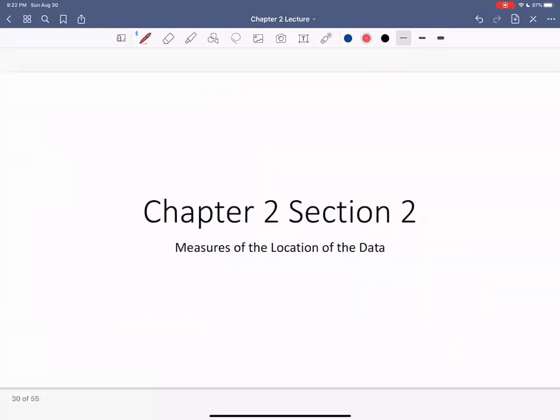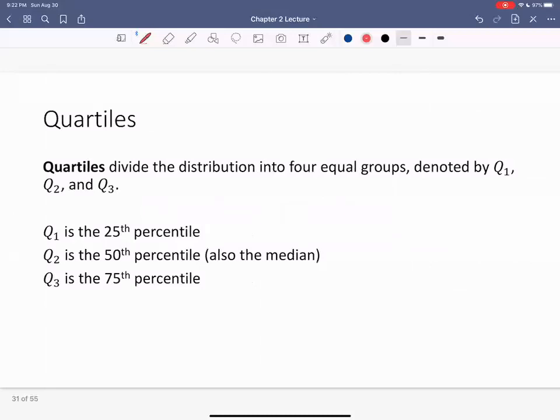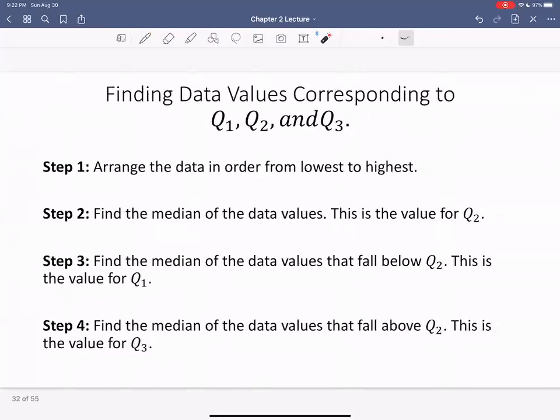All right, next section, chapter 2, section 2, measures of the location of the data. And this one, we can divide our group of data into 4 equal groups. All right, we call them quartiles. And the main ones that we talked about, we denoted by quartile 1, quartile 2, quartile 3. And then the last quartile would be where the rest of the data lie in. So these are ones we really find. And also quartile 2 is the median. That's also what we call the median.